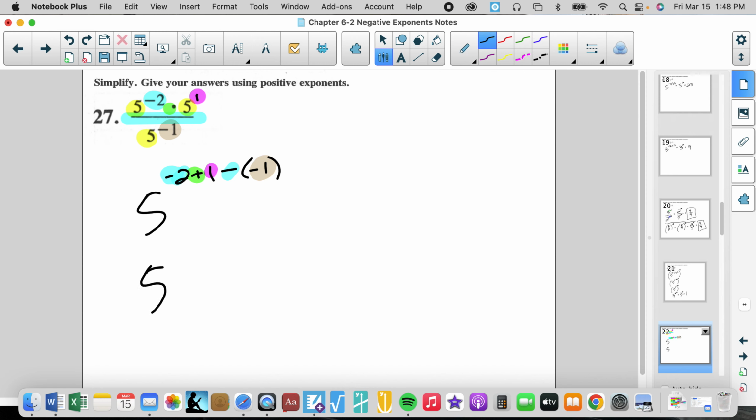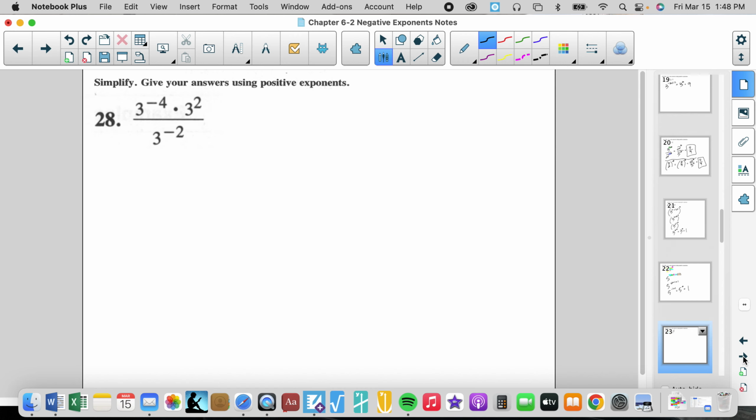And now we can simplify it. So this is 5 to the negative 2 plus 1 plus 1. And this is 5 to the negative 1 plus 1, which is 5 to the 0, which equals 1. All that equals 1? What? That's so silly.